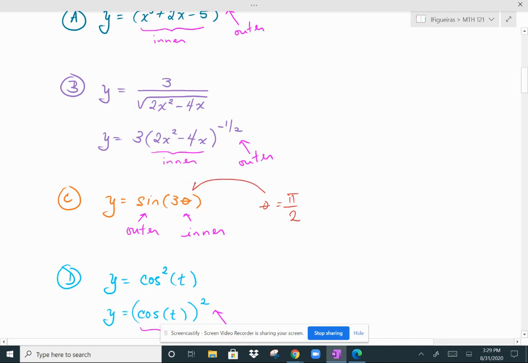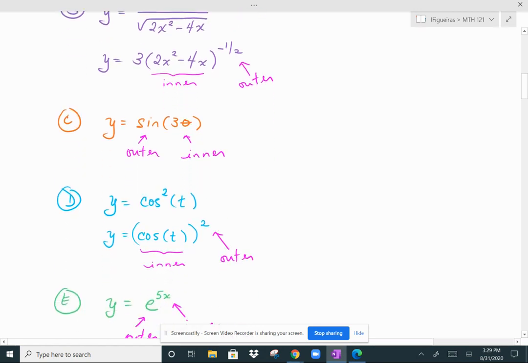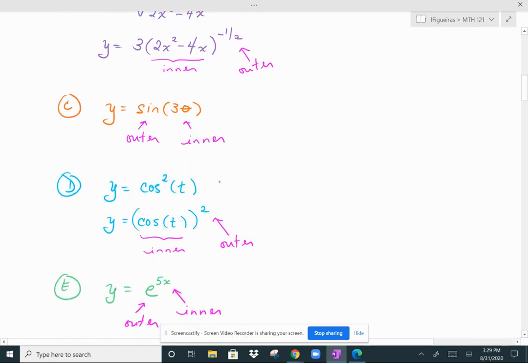First, you would plug it in here to theta. Then you would multiply it by 3. That's the first thing you would do. So that's your inner function. Then you would take the sine of 3 pi over 2 and evaluate it. And so that means that sine is your outer function. So you need to think about order of operations when you're considering which one is the inner and which one is the outer.